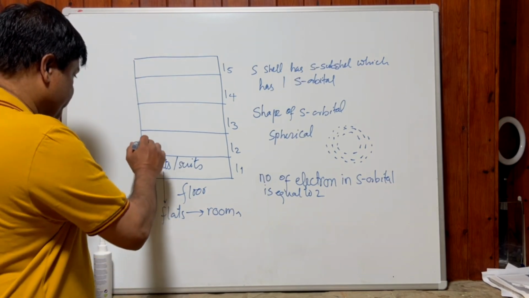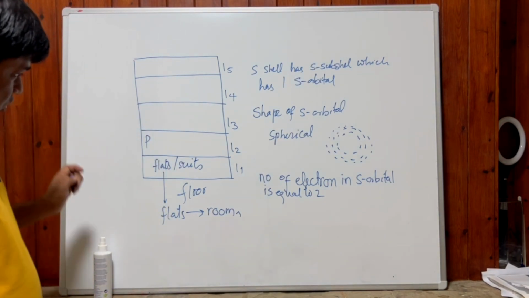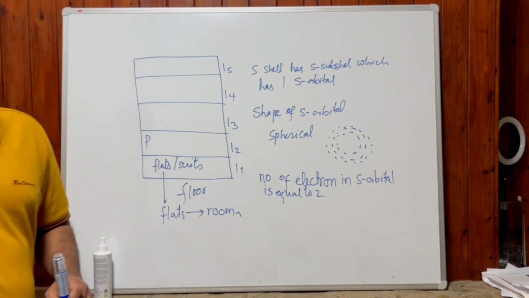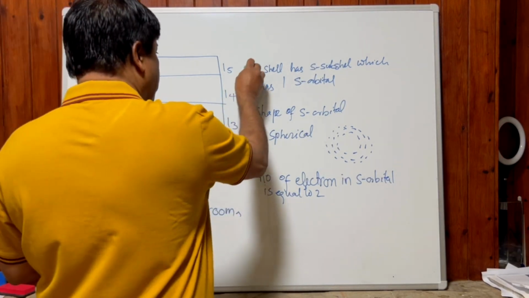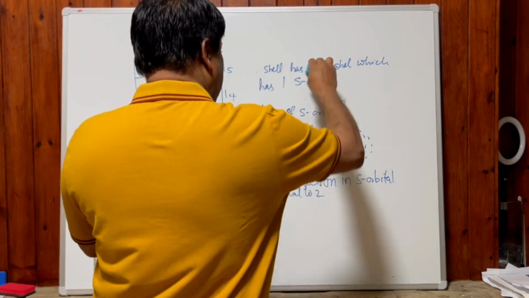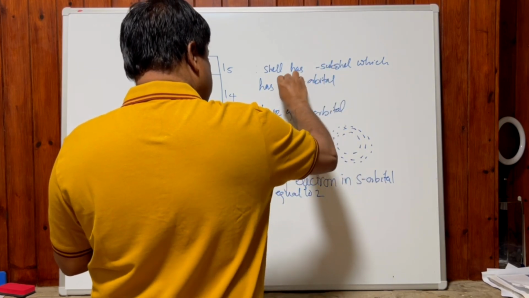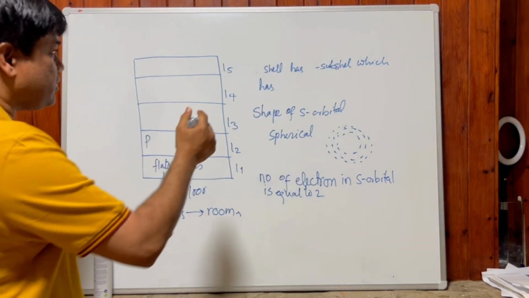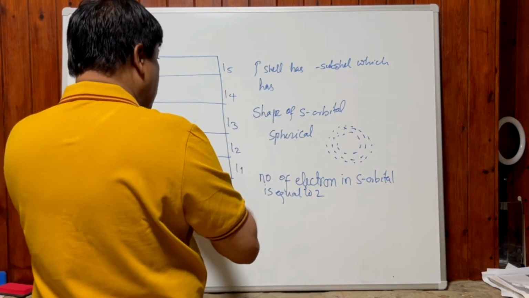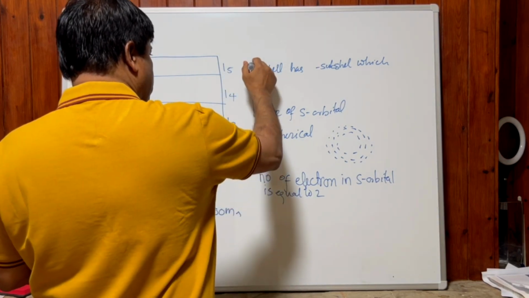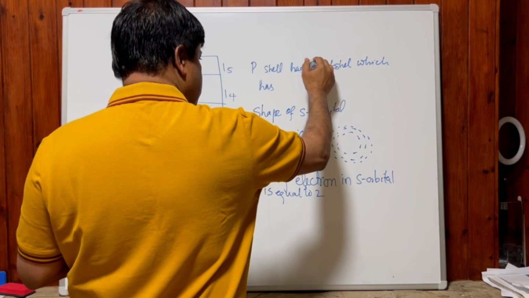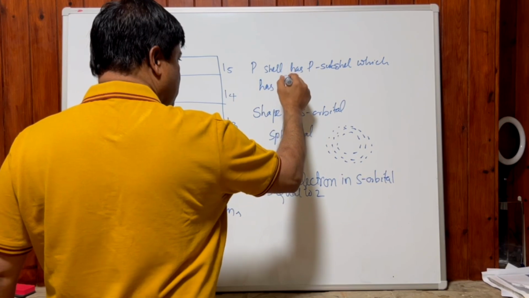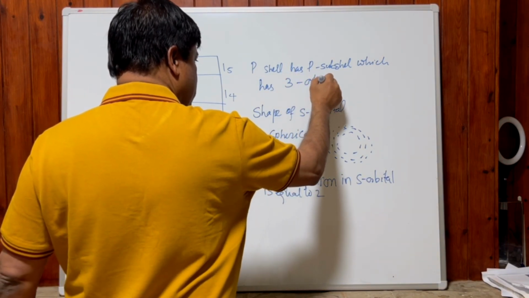Now, come to the p shell. Suppose this is my p shell, the second level. Now, p shell has p subshell. And the p subshell, look at that, has 3 orbitals.